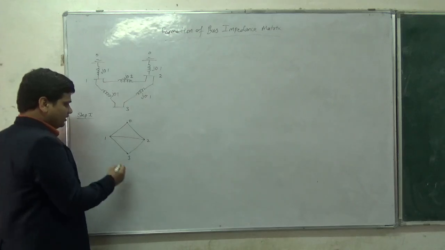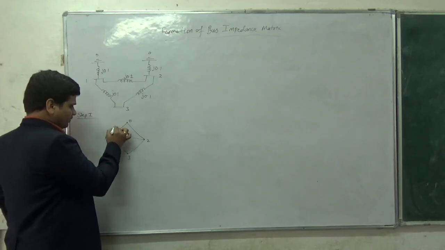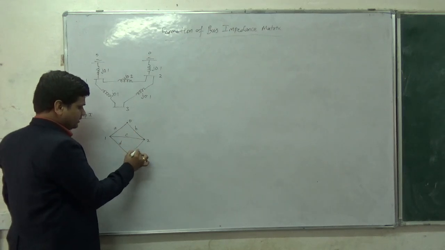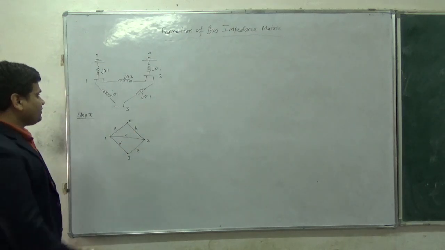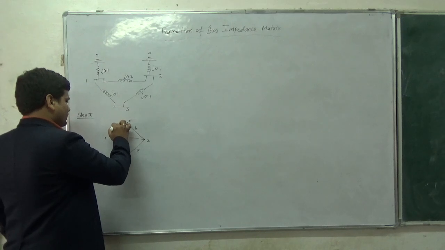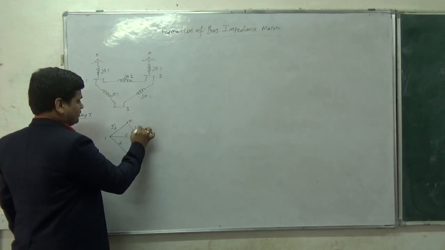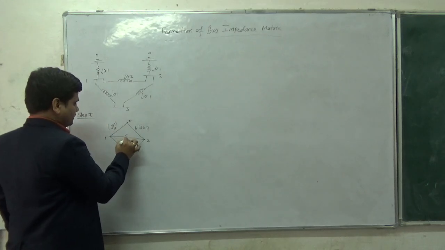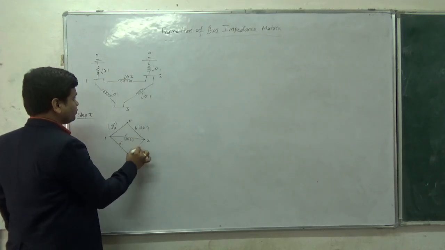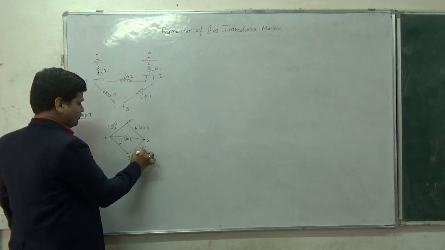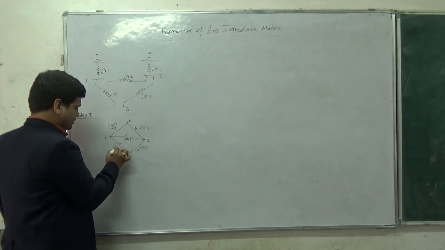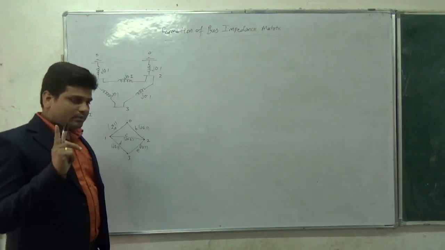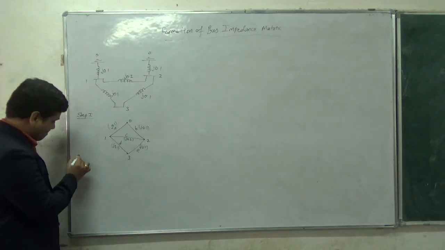Now name all the branches of this particular graph. Let's say it is A, B, C, D, E, having the values j0.1, j0.1, j0.2, j0.1 and j0.1. This is step number one. Now the second step.